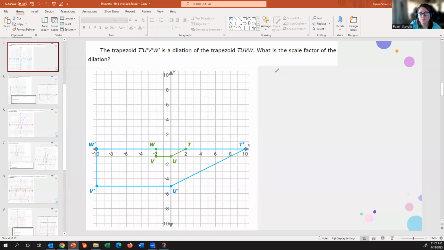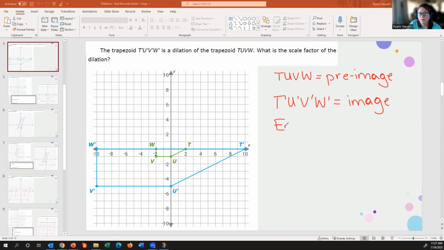Okay, so we know that TUVW is our pre-image. And when we look at the graph, we can see that that is the smaller green trapezoid, okay? And then we have T'U'V'W'. This is our image, and it's much larger, which means that we are enlarging the pre-image by multiplying it. This is going to result in a whole number as our scale factor, okay?